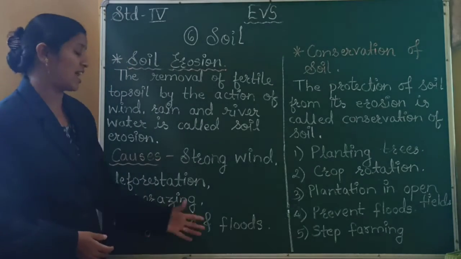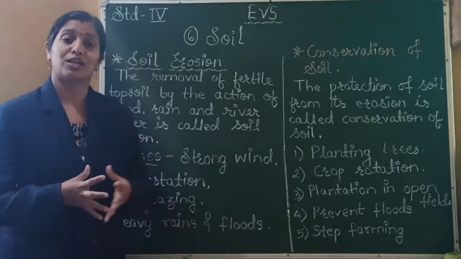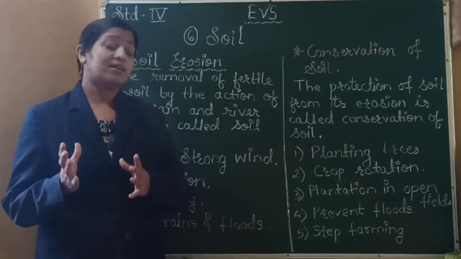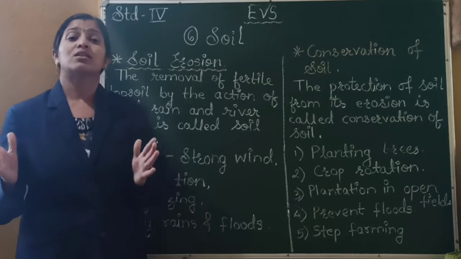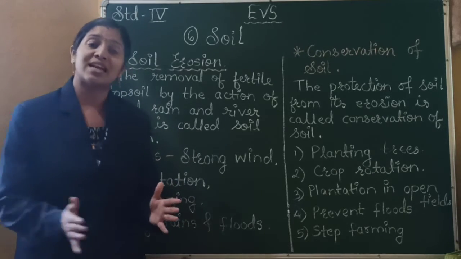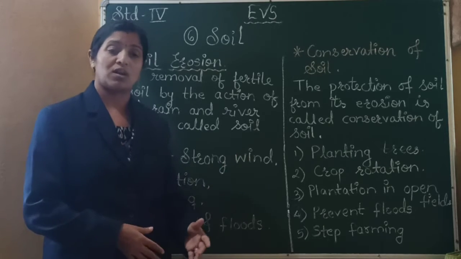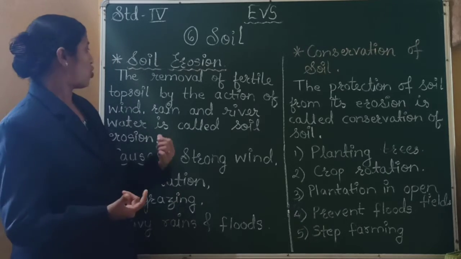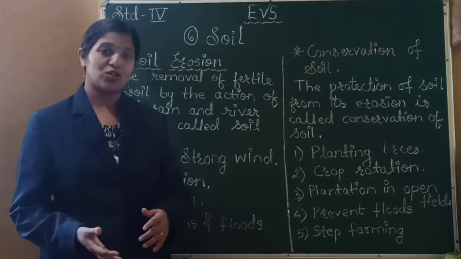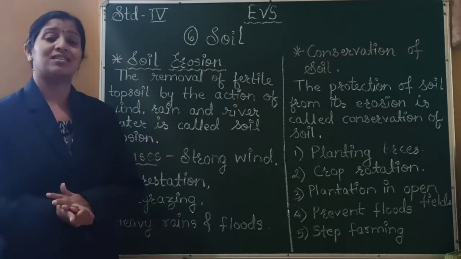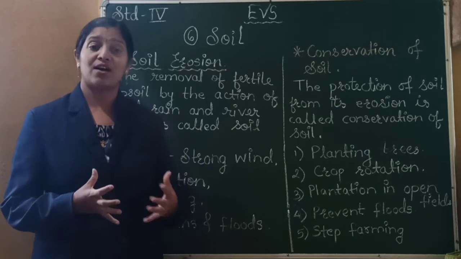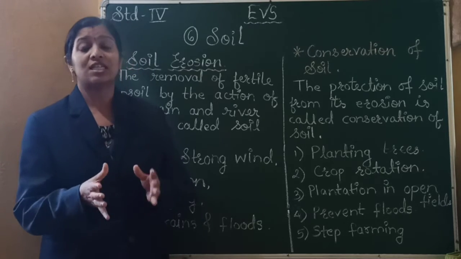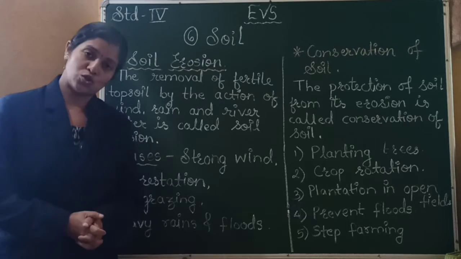Similarly, heavy rains and floods also cause soil erosion. Because of the heavy rains and the flood situations, the topmost layer of the soil is drained away with the running water, and the soil loses its fertility and soil erosion takes place. So soil erosion is the removal or draining away of the topmost layer of the soil, which is the fertile layer of the soil.